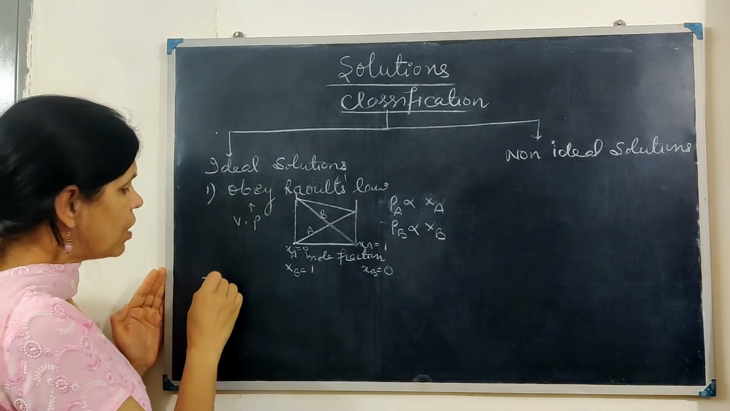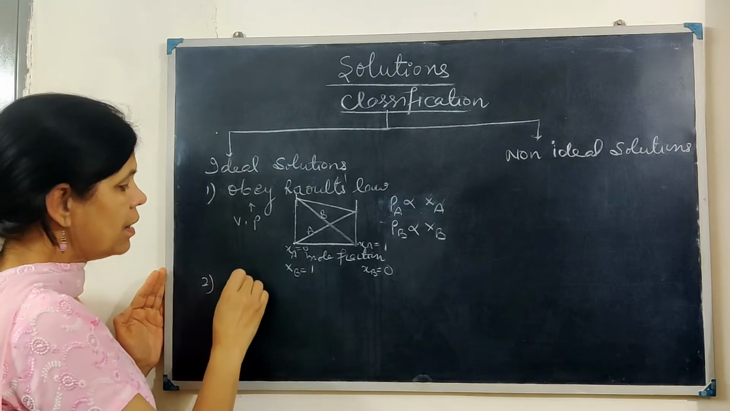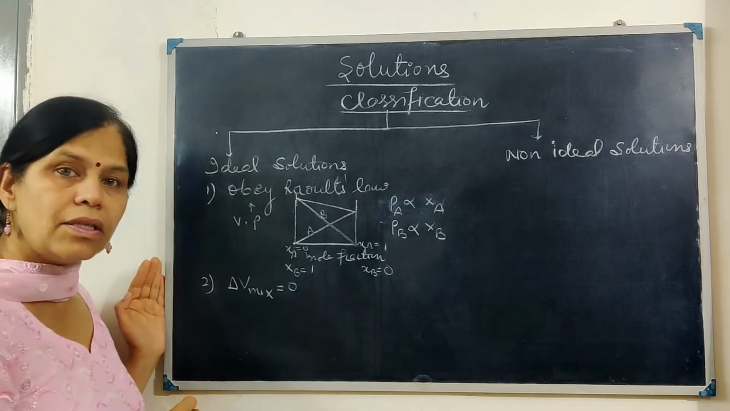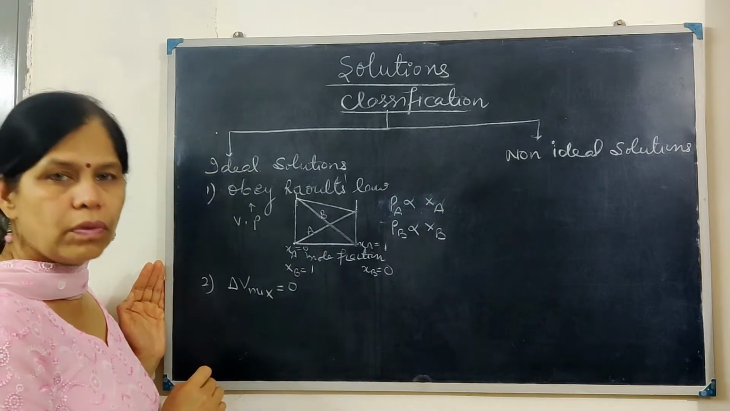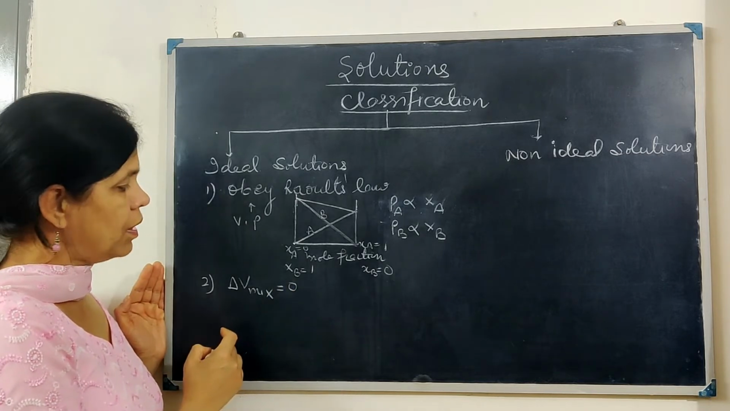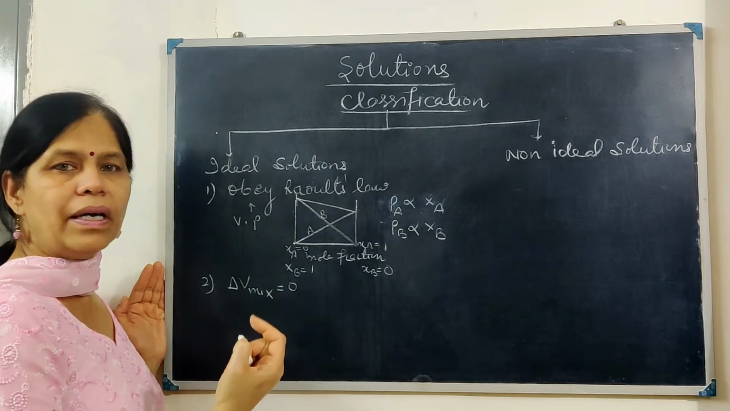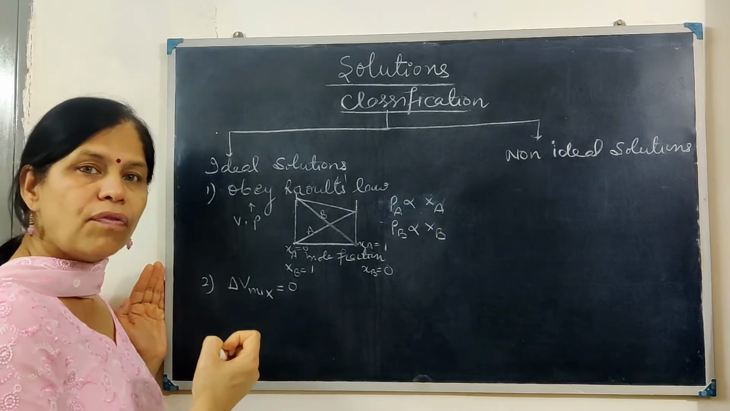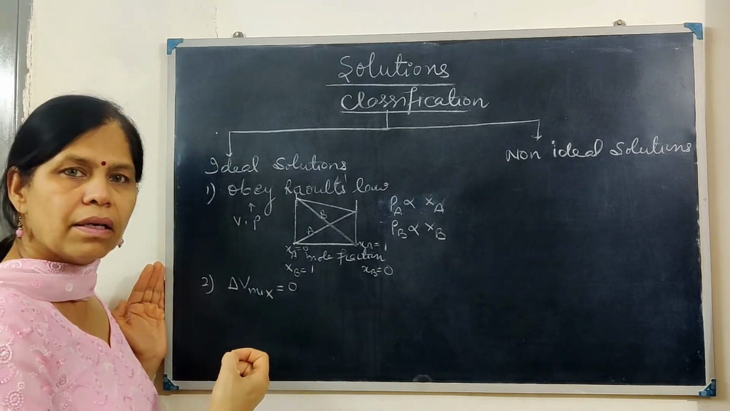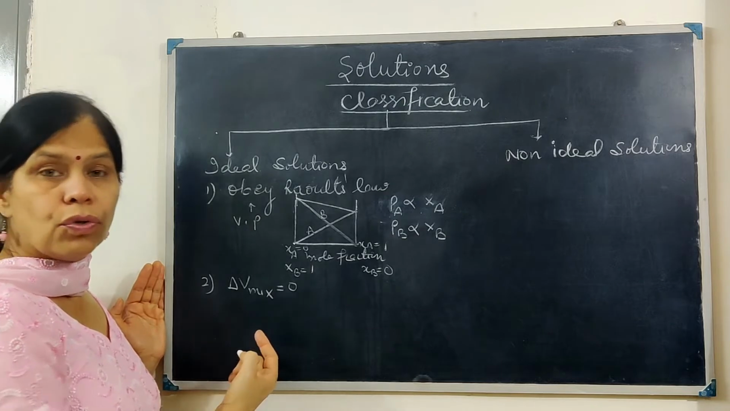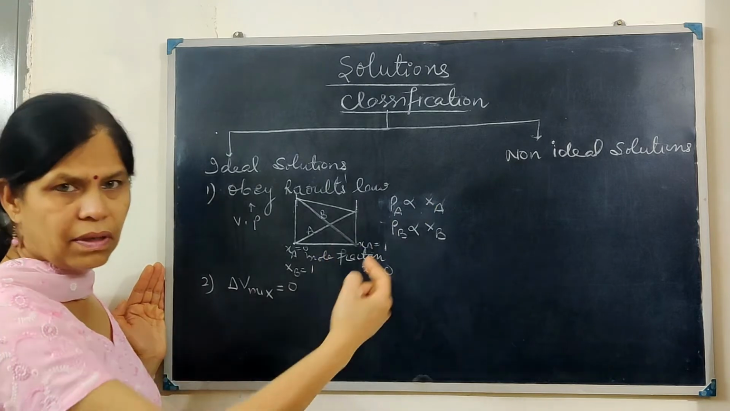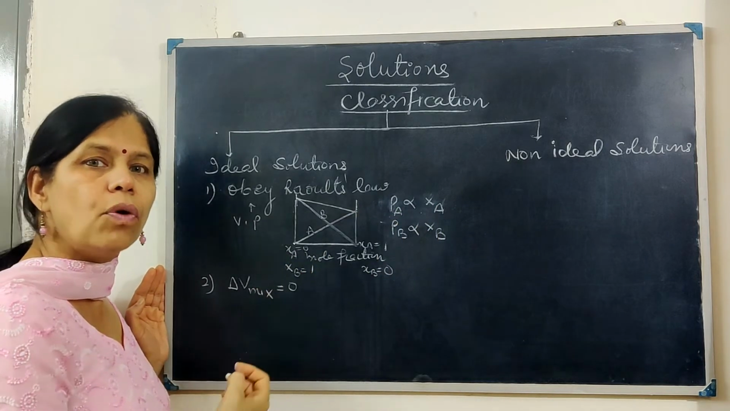What is the second condition? The second condition says that delta V mixing is equal to 0. What does it mean? Naturally we are taking two components in the solution, so it is a binary solution. If I take 5 ml of A component and 5 ml of B component, after mixing, if it comes out to be 5 plus 5, which is equal to 10, then it is an ideal solution. You will doubt, 5 plus 5 is always 10, but you will come to know after a few minutes that it doesn't happen in all the cases.